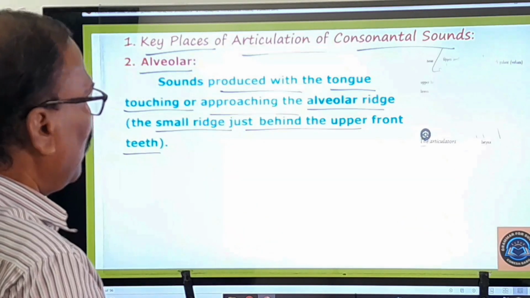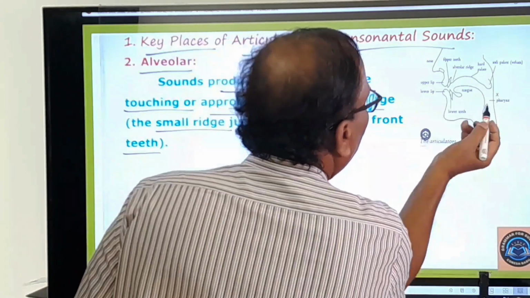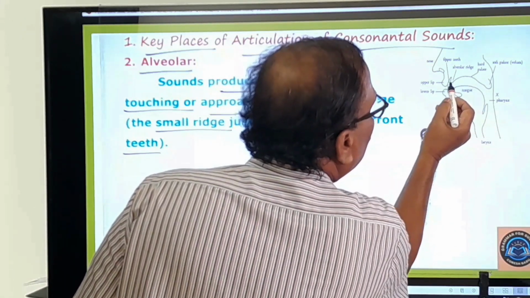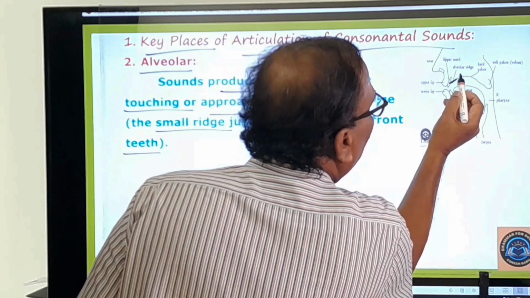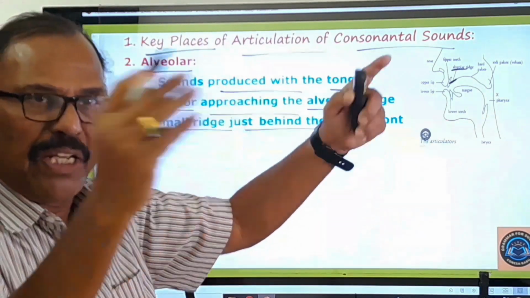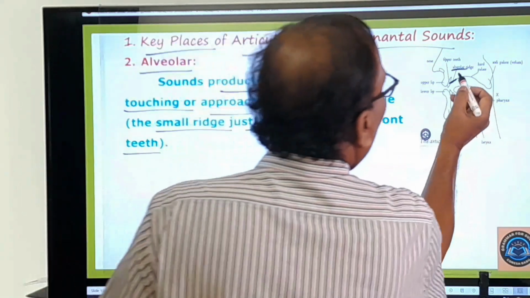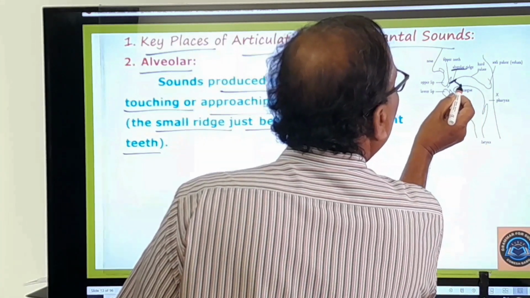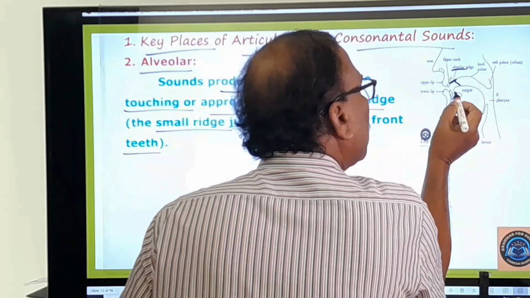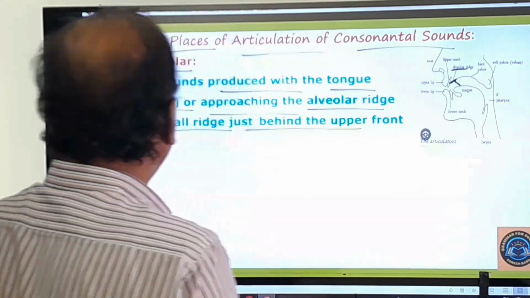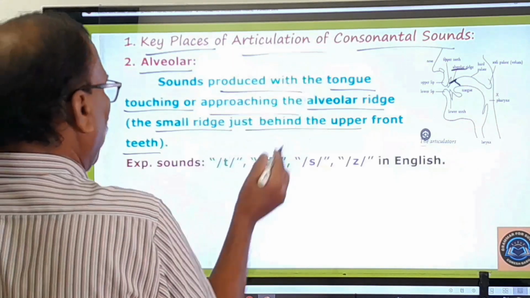So let me give you the picture of this. Here you see the upper lips, lower lips, the upper teeth, lower teeth. Immediately behind the upper teeth is called the alveolar ridge. Please look at that. I am not able to give you a bigger diagram. So when the tongue touches the alveolar ridge or is about to touch it, certain sounds are produced. Then they are called alveolar consonantal sounds.